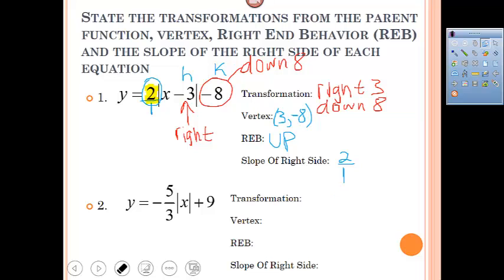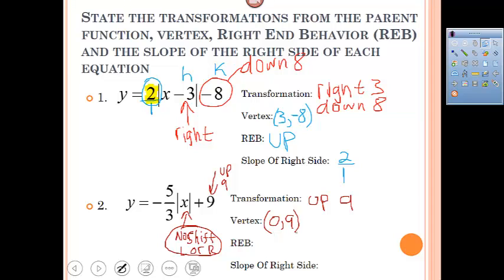And we're going to do the exact same thing with the next one. Again, we're going to look at the shifting. So in this case, we do not have any shift left or right. This one is up by a factor of 9. So all this is going to do is go up 9 from the parent function, or the starting one. So the vertex, since there is no shift here, that means there is a 0 for your h. The k is 9.